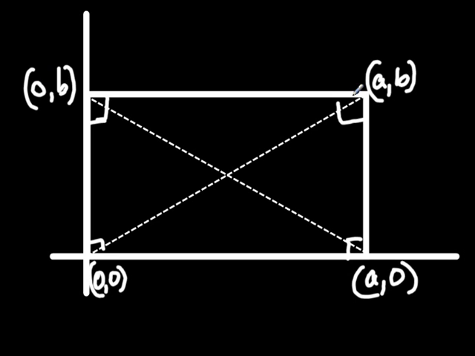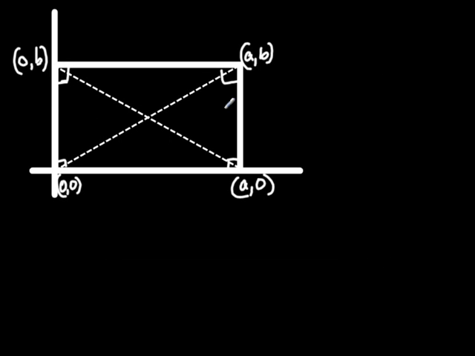Using a coordinate proof, let's prove that these diagonals not only bisect each other, but are congruent. To say that this is a bisector, I need to find the midpoint of both of these segments. If the midpoint happens to be the same for both, then I should be able to prove that they do in fact bisect each other.